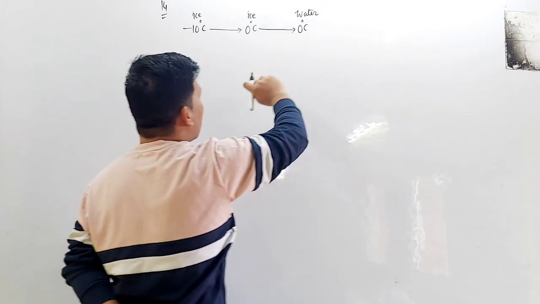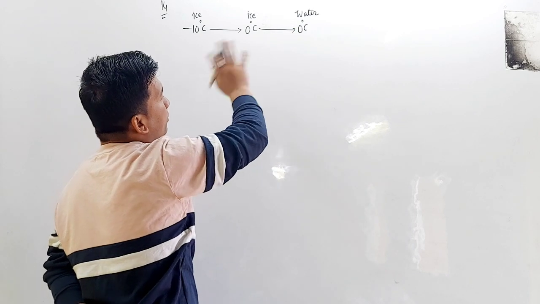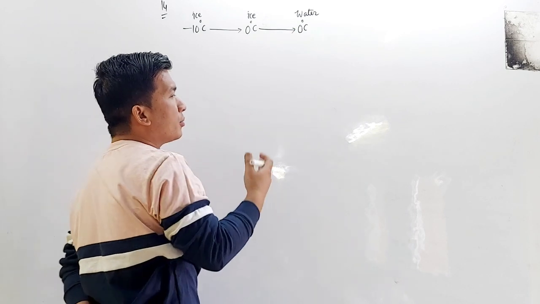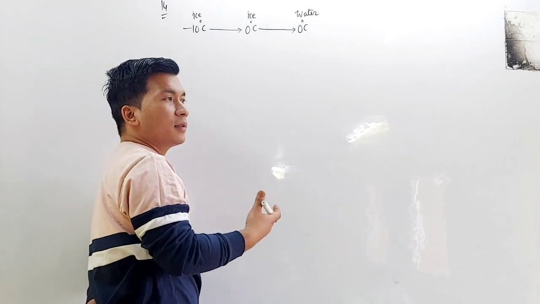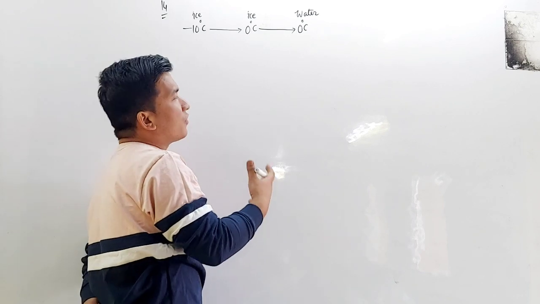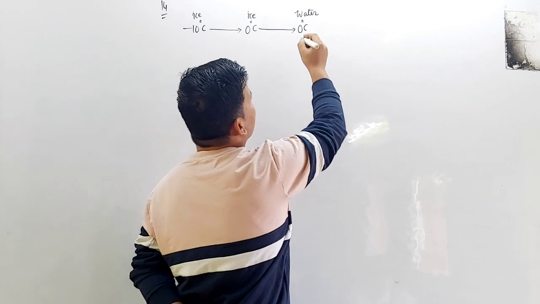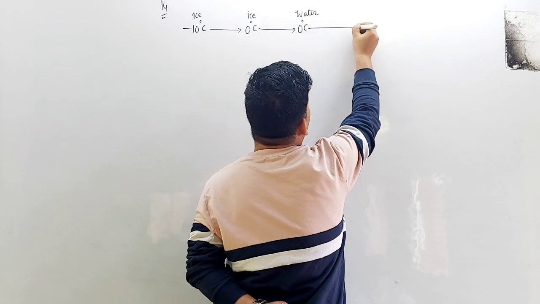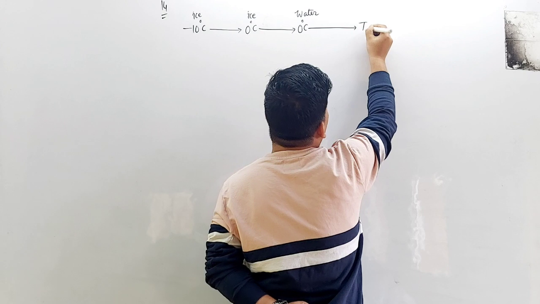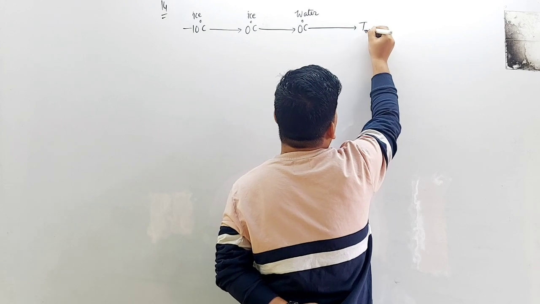Now, not only the melting process, the temperature of the melted water, the water formed from our melting process, will be increased to the new temperature T. This T is the temperature of the mixture.